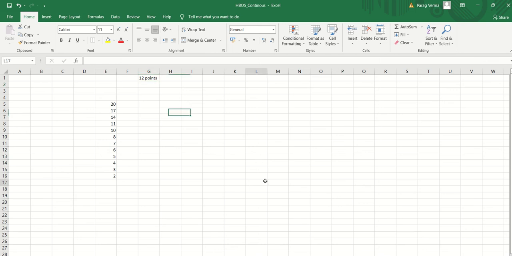In this video, we will look at a simple illustration of how we can score continuous or numeric data, and for this we have taken a very simple example. I have taken 12 points from 2 to 20, and these are not continuous in the sense that they are not separated by an increment of 1, but are separate from each other by at least 1 unit. So these numbers are 2, 3, 4, 5, and 6, 7, 8, 10, and then 11, 14, 17, 20.